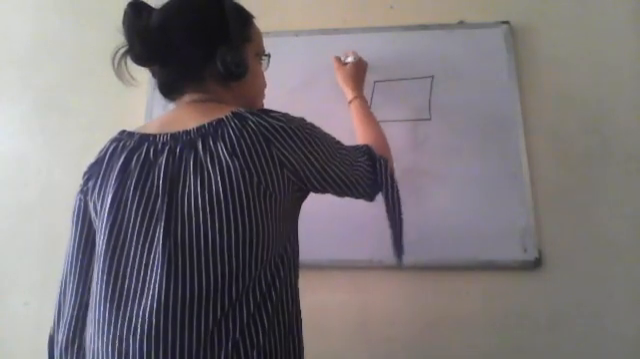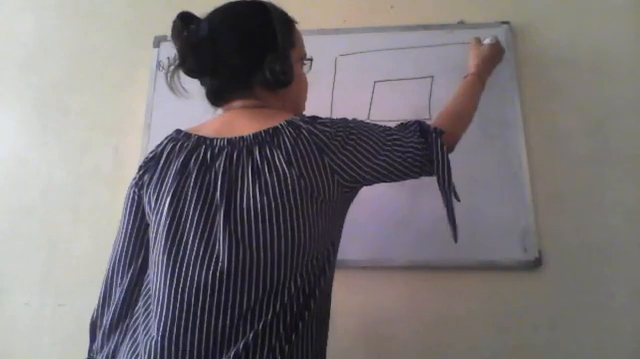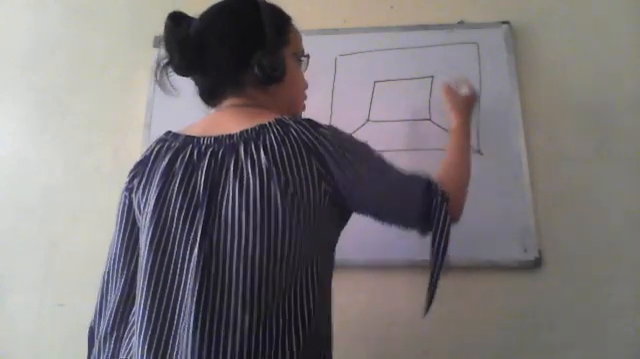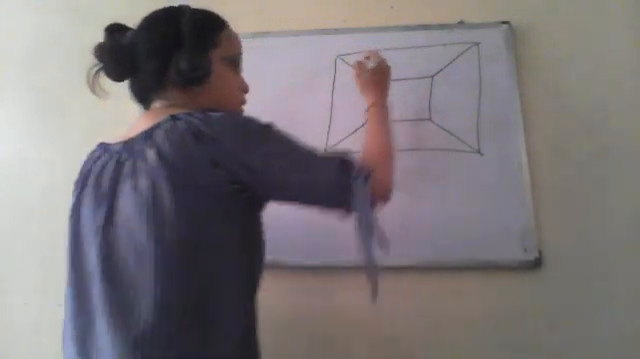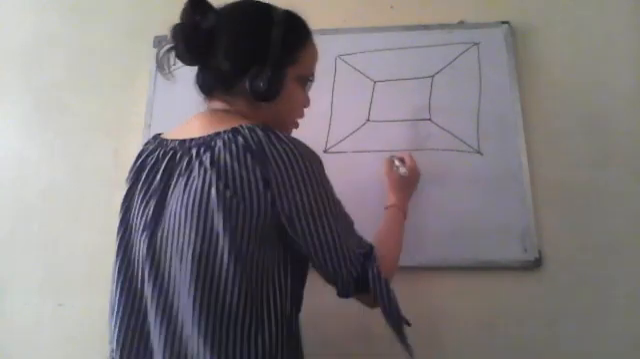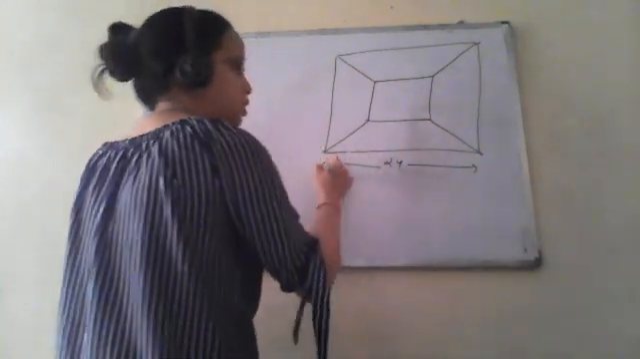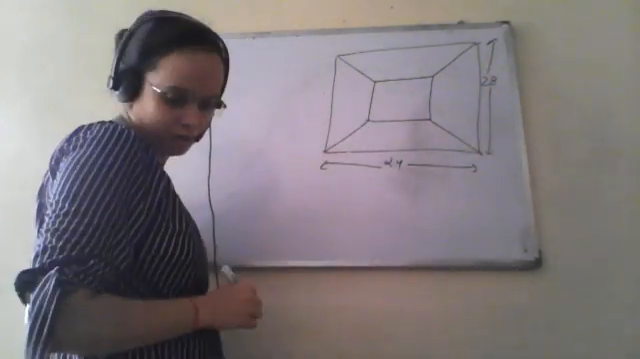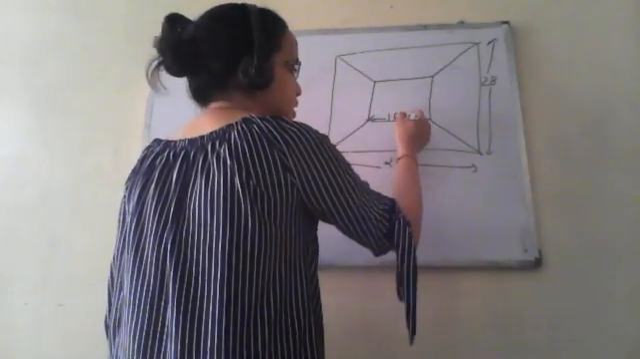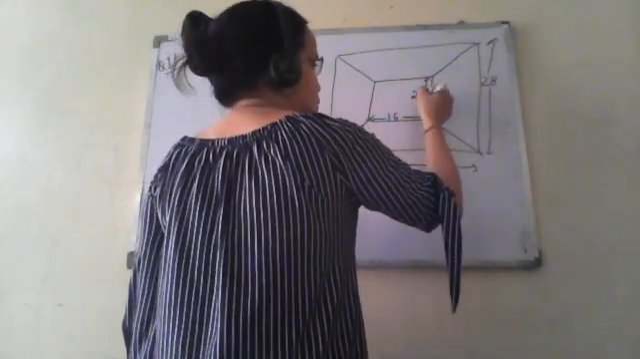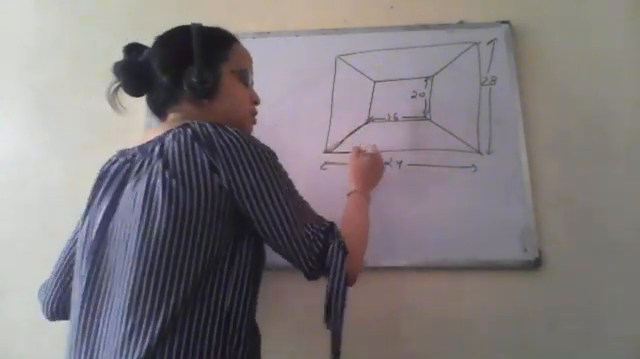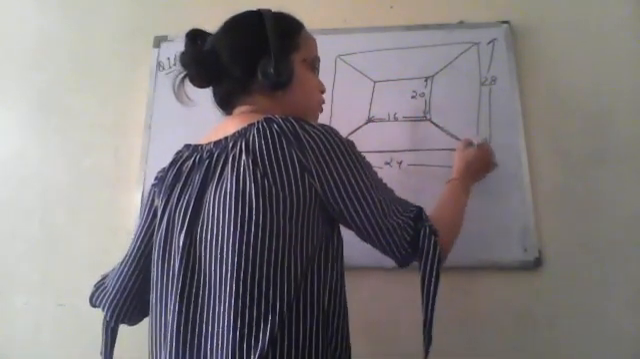So the outer dimensions are 24 into 28 and the inner dimensions are 16 into 20. This is 16 centimeter and this is 20 centimeter. Okay, we have to find the area of each section. Each section means this much part, and they have given that all four sections are the same.